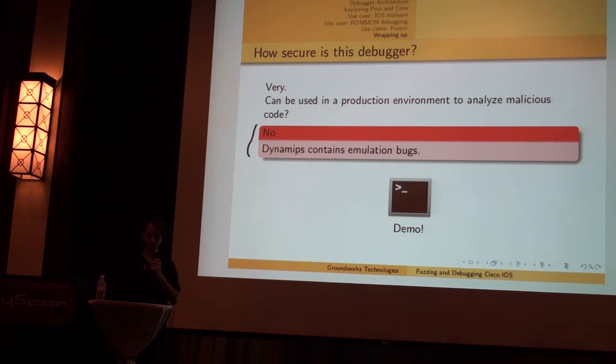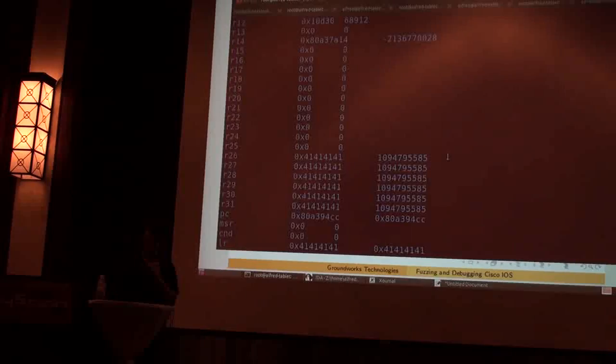Well, the problem is Dynamips has bugs itself. The emulator has emulation bugs. So it's not completely safe, it's not completely isolated. The only way you can isolate software is, I don't know, put it in space, in a Faraday cage. Actually, it's a lie that you can completely isolate software, even if you have a virtual machine or an emulator. And we have a demonstration of this. I'm going to show you right now.